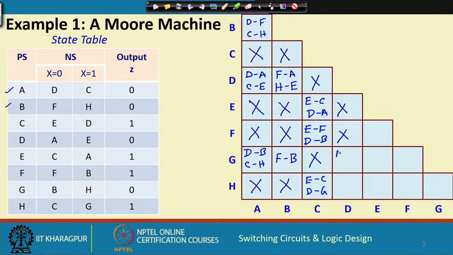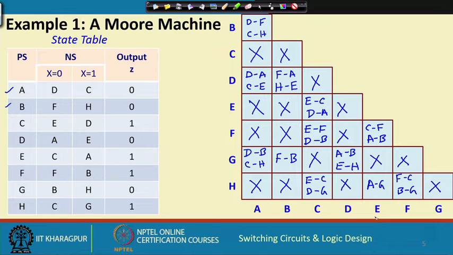D and G, A B, E H. D and H, the output is different. E and F, the same output, C F, A B. E and G, different. E and H, C is the same, A G, only A G. F and G, the output is different. And F and H, F C, B G. And finally, G and H, the outputs are different. So, you see this is the first iteration of this implication chart that we have found out.